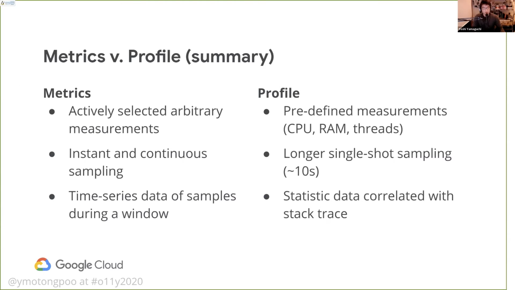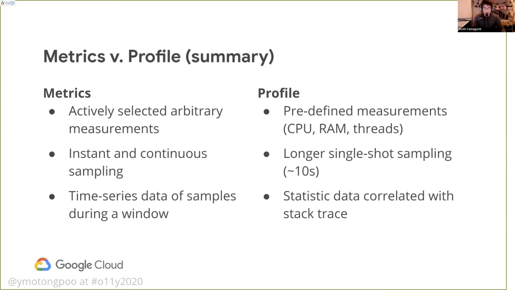So this is the summary of the difference between metrics and the profile. In metrics, we pick arbitrary measurements that describe the status of the application or system. In profile, we have predefined measurements such as CPU usage, heap size, number of native threads. Those are related to the performance of the application. In terms of sampling, metrics takes continuous, periodical, and instant sampling, whereas profile takes longer single shot sampling.